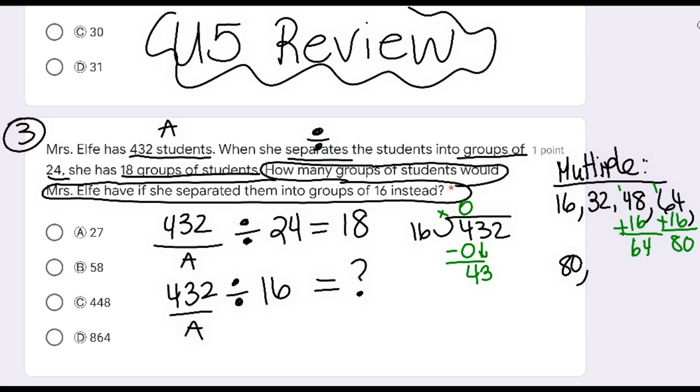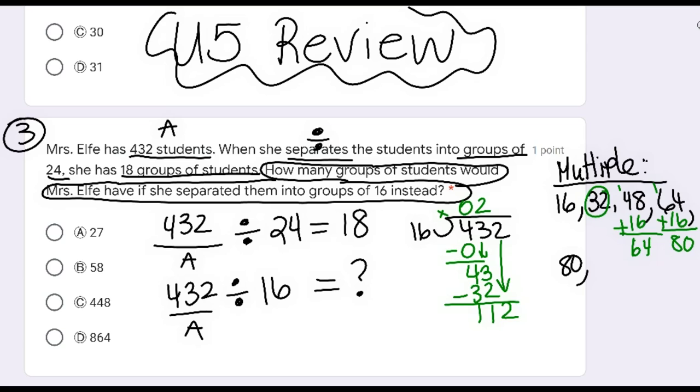Which multiple gives us a number that's close to 43 but without going past 43? So obviously it's going to be our 32 because the 48 is too big. So 32, I circled it. That looks like my second multiple. So 2 times 16 equals 32. Let's subtract it out. 3 minus 2 is 1. 4 minus 3 is 1. What do I do next? Bring down my last number. So now I have 112.